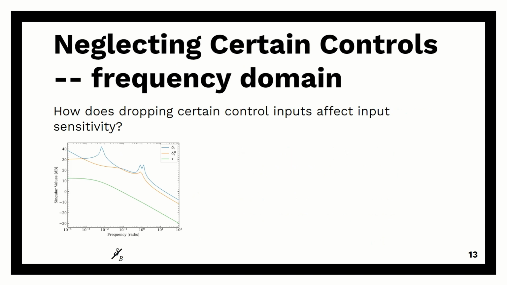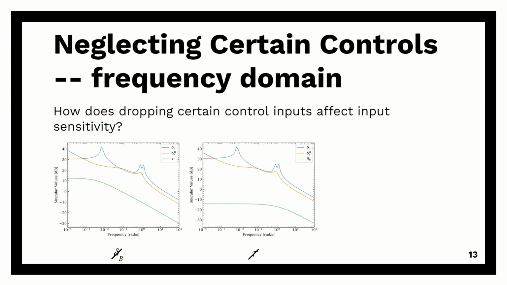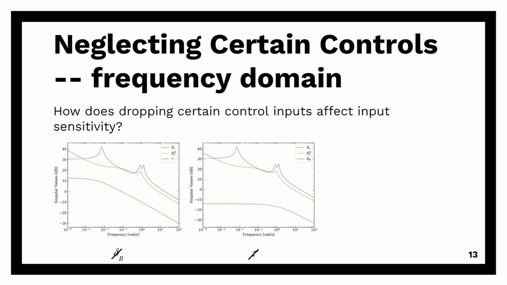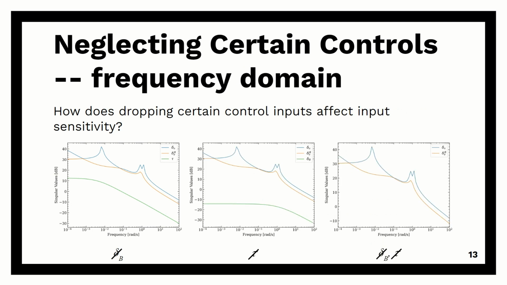We took a look at the same thing in the frequency domain. So you can see here the singular values for if we drop the tail, if we drop throttle, and if we drop tail and throttle, and you can see the results there. Particularly the leftmost and the rightmost are more the plots that we'd be looking for. We want to have high singular values at low frequencies and low singular values at high frequencies.